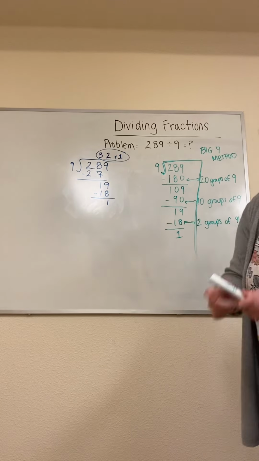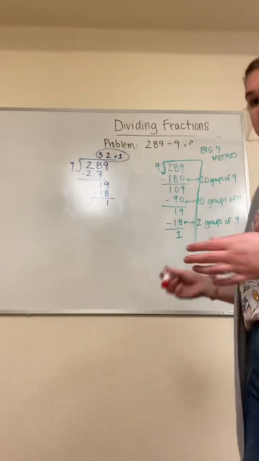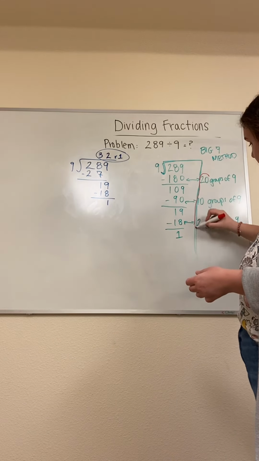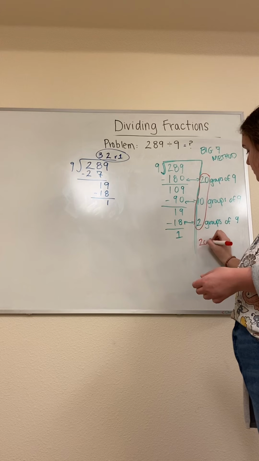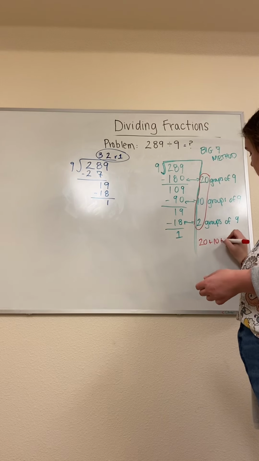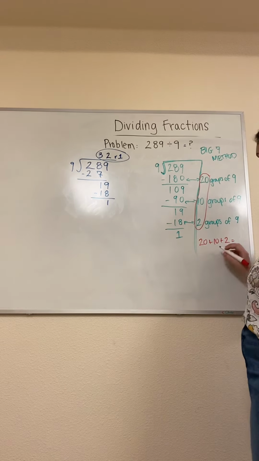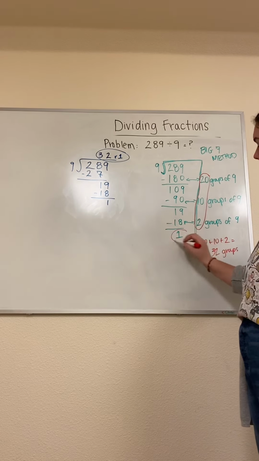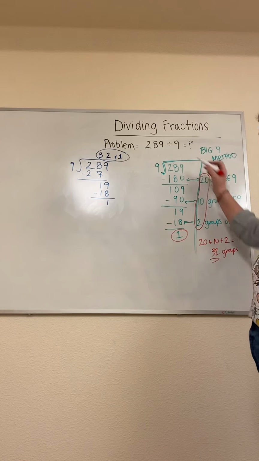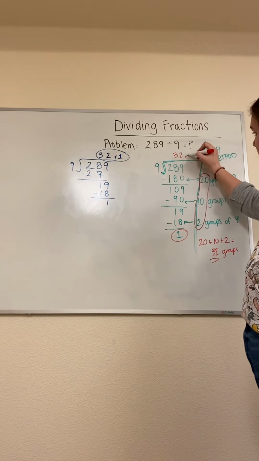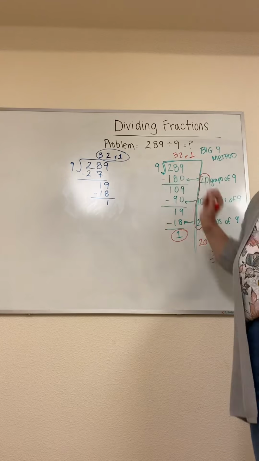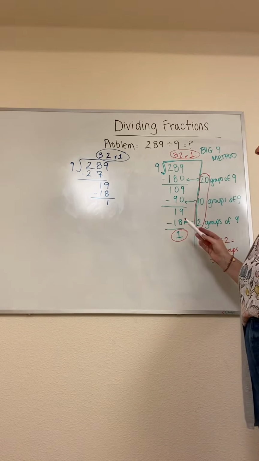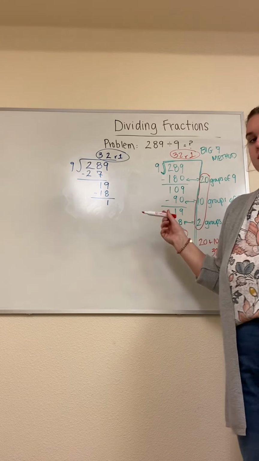So then what we're going to do is, because we're trying to find how many times 9 fits into 289, we're going to add up all of our groups. So we have 20 groups plus 10 groups plus 2 groups. So that gives us 32 groups. And then we have this 1 left over. So we have 32 remainder 1, which is the same answer we got there, which is pretty cool. But this just makes more sense to think about, and I'll explain the relation right now too.